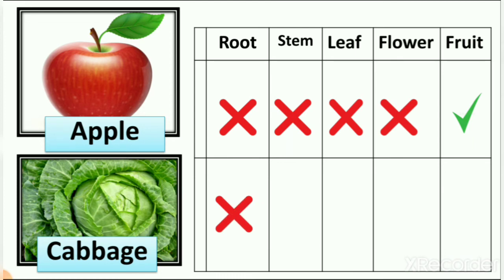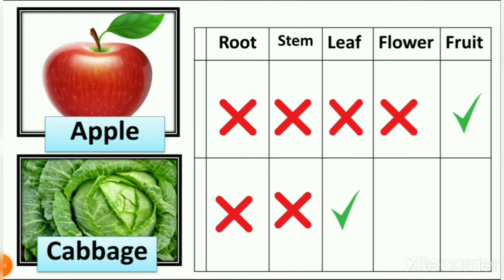Then stem. I don't think it is a stem. When we learn about stem, it is a part of the plant which is very strong, right? So it is maybe soft but it does not look like a stem, right? So we put a wrong mark here. Then leaf. Is that the leaf of the plant? You can see here cabbage, right? You can see leaves also, which are combined and making one ball. So cabbage is a leaf we eat.